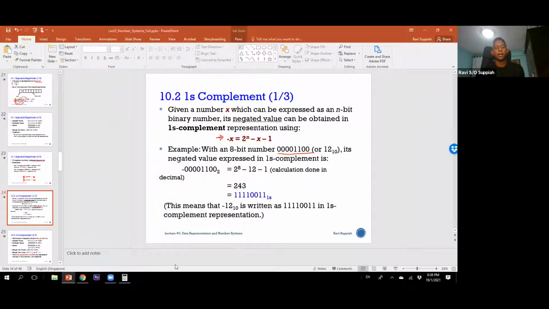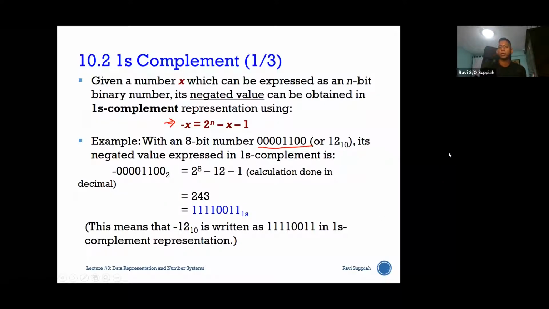Okay. Now with this same thing, if I were to say that I want to get negative 12. Okay, so 12 is given as 00001100. If I want to represent negative 12 in the ones complement format, all I need to do is invert all the bits. That means 0 becomes 1, 1 becomes 0. So 1, 1, 1, 1, 0, 0, 1, 1.